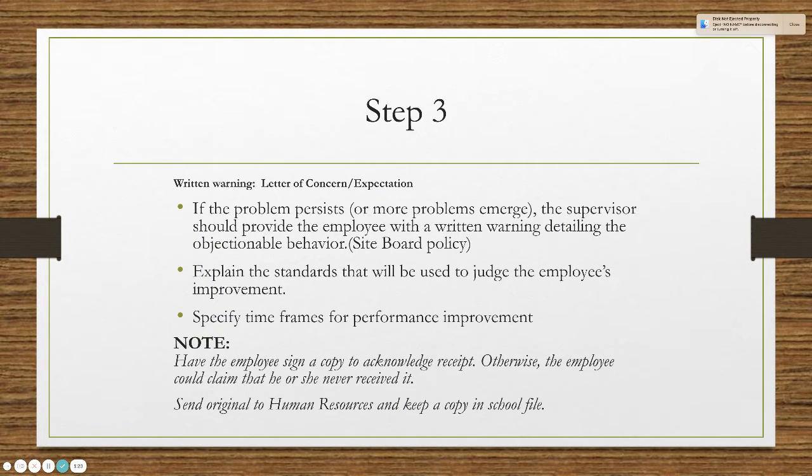Step 3 is a letter of concern. It will be detailed. We'll explain the standards that you need to improve on. We'll put a time frame in that letter as well. So we're just building step 1, step 2, step 3. It's just a letter of concern. We still want you to improve your performance of whatever concern it is.